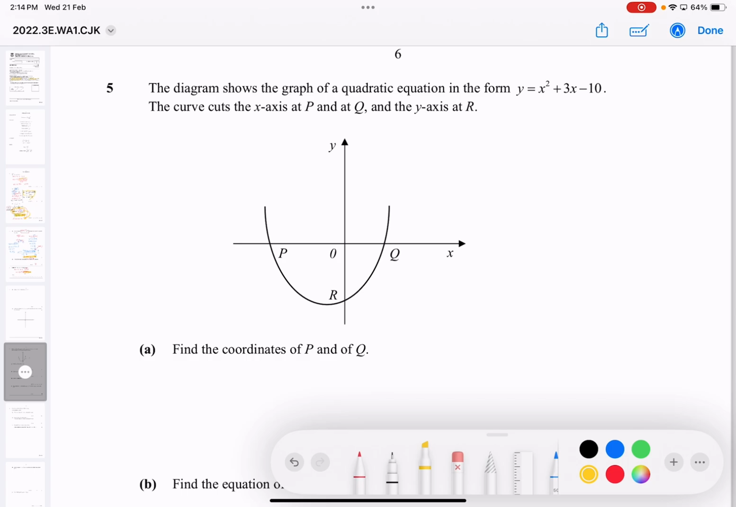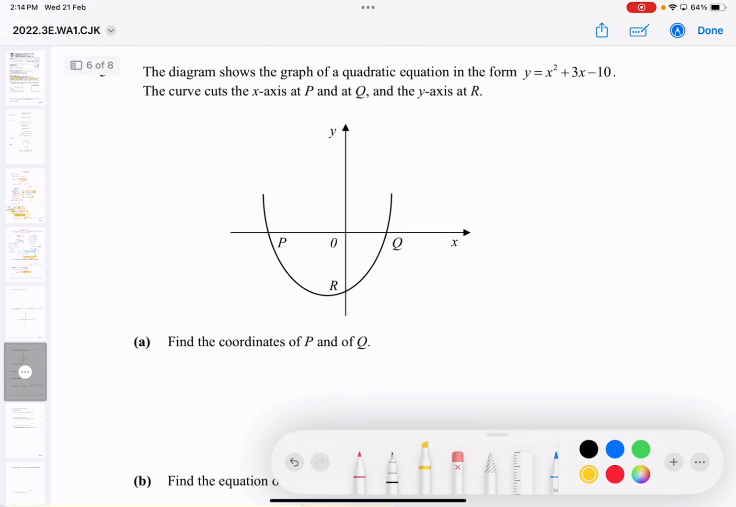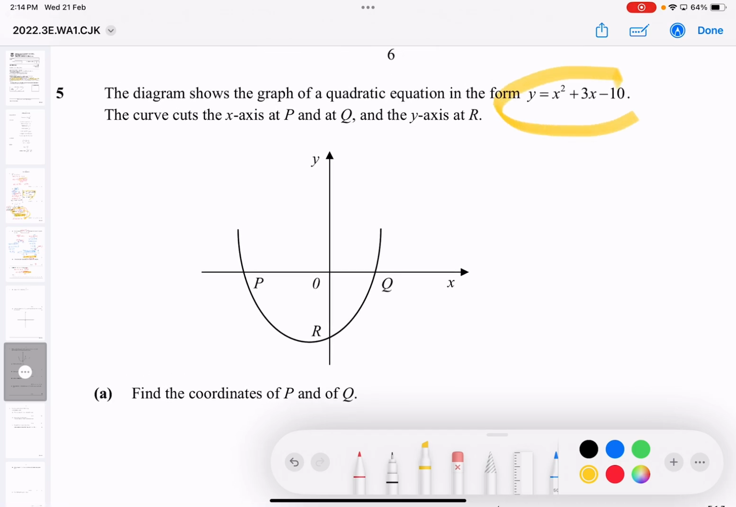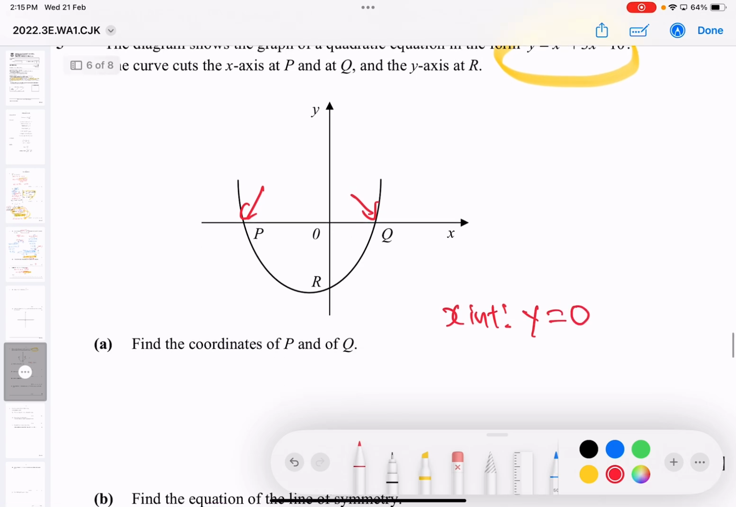Okay, so this one is also quite simple. 5A, find the coordinates of P and Q. So you already have this quadratic. P and Q are basically the x-intercepts. So how do you find x-intercepts? X-intercepts, you let y equal 0.